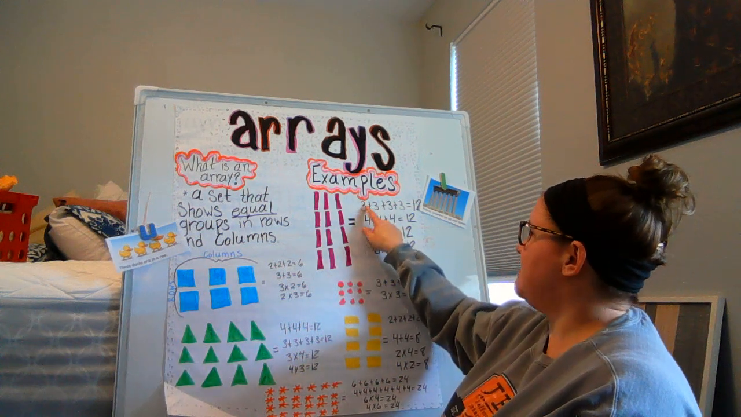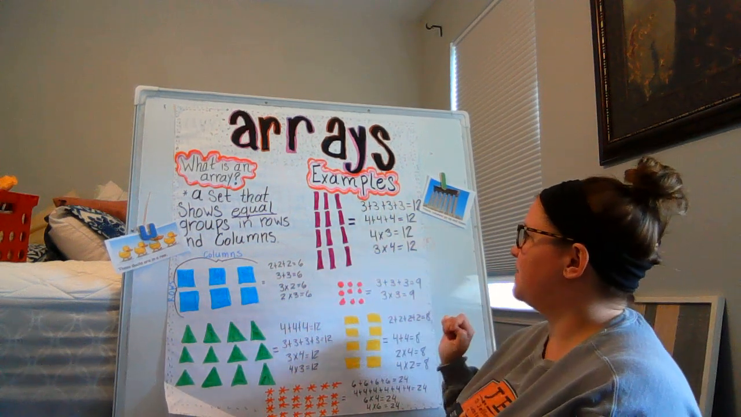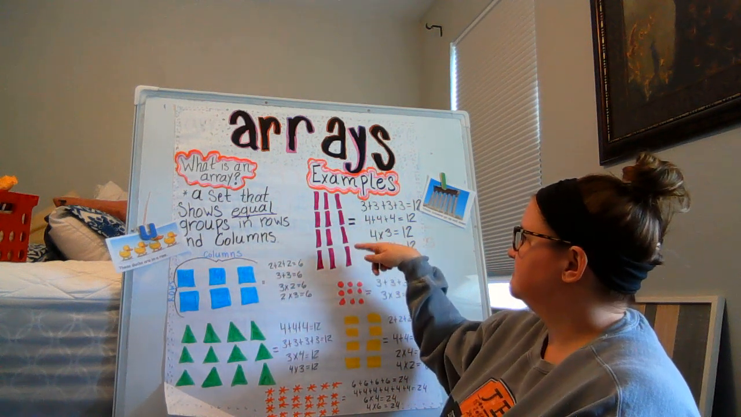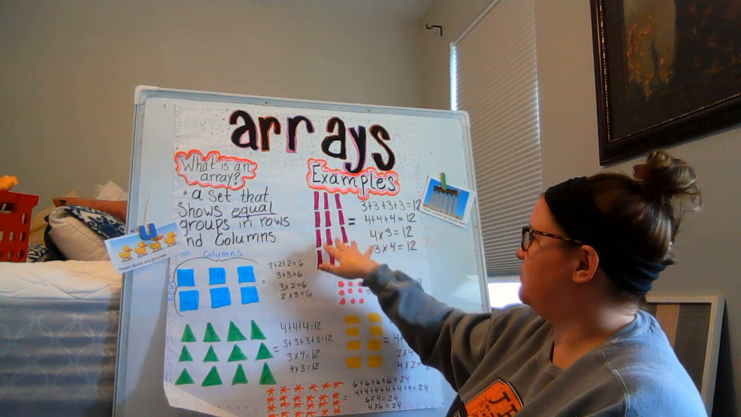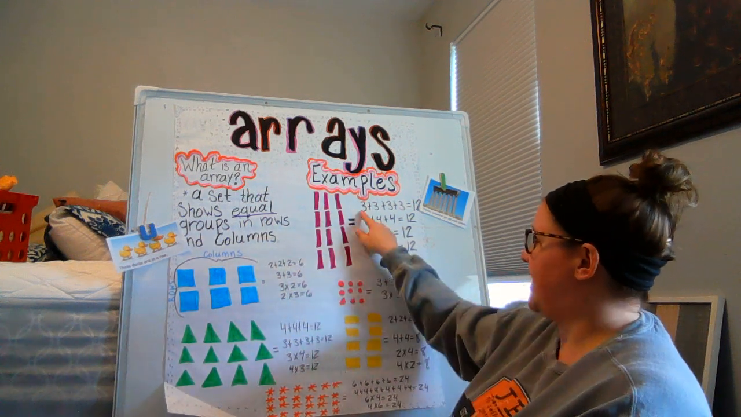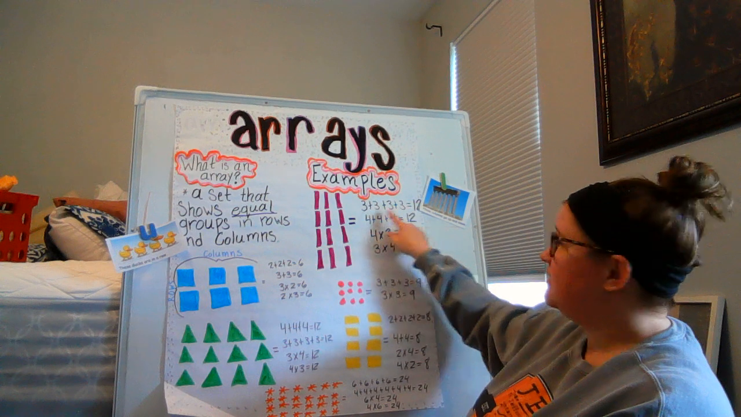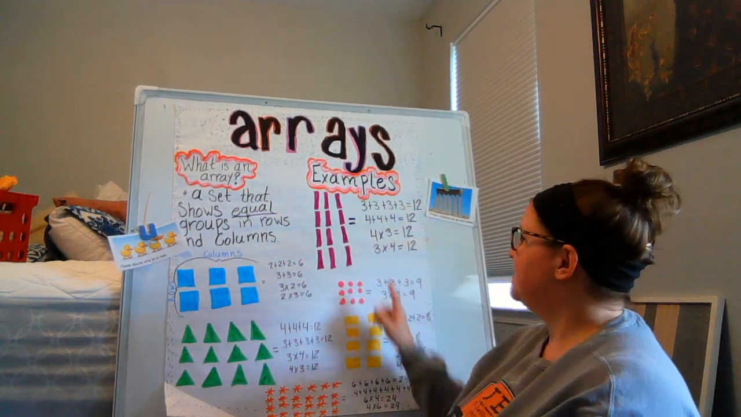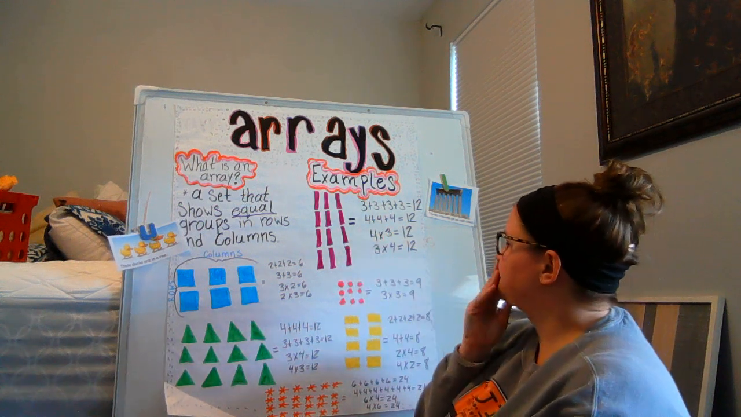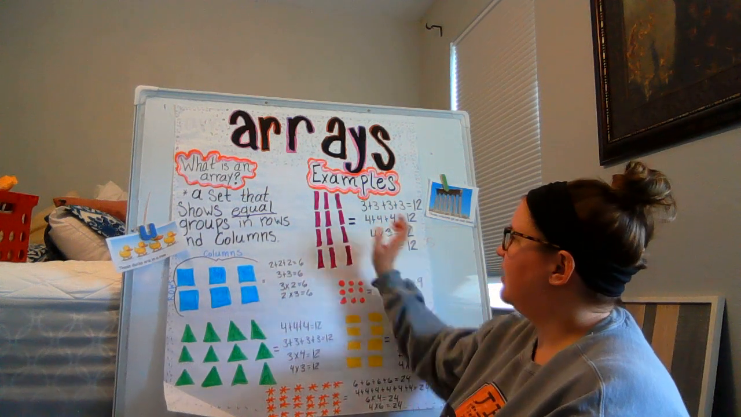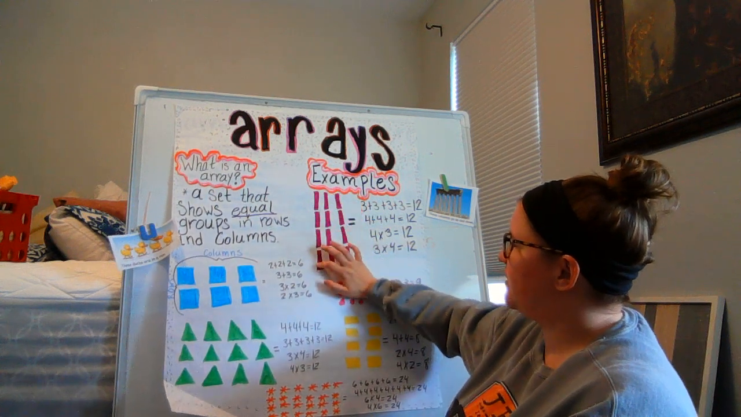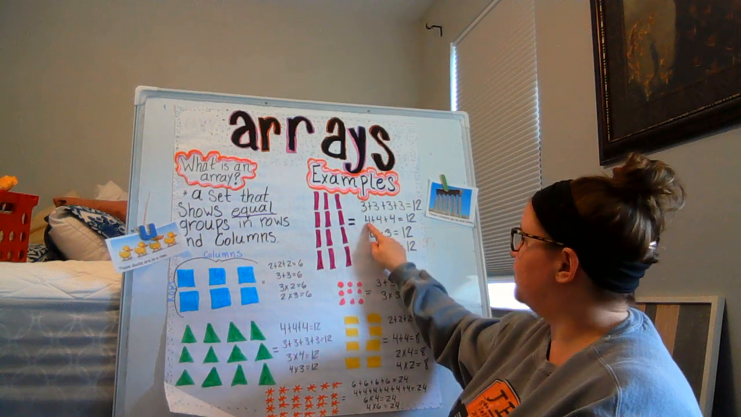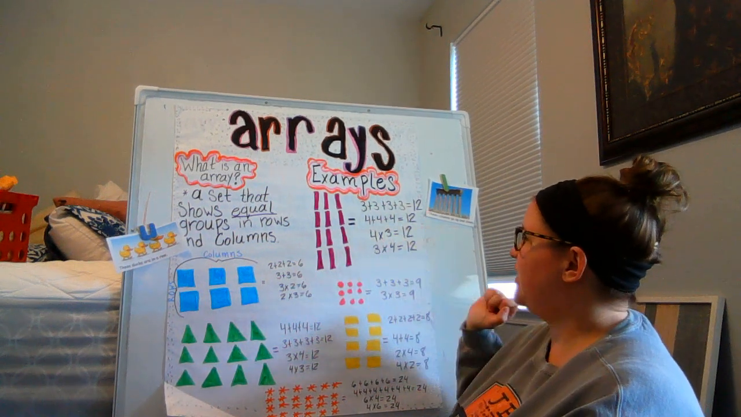So 3 plus 3 plus 3 plus 3 represents the 3 in each row, and the 4 rows. So I added 3 4 times, and that equals 3, 6, 9, 12. Equals 12. Now we have 4 plus 4 plus 4. Where did that come from? 1, 2, 3, 4. There are 4 in each column, and there's 3 columns. So 4 plus 4 plus 4 is 12.